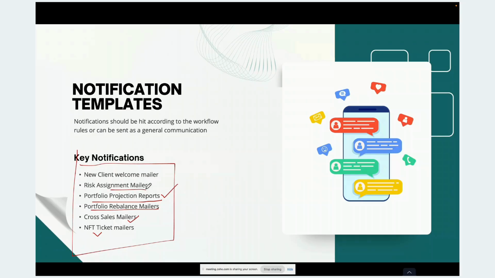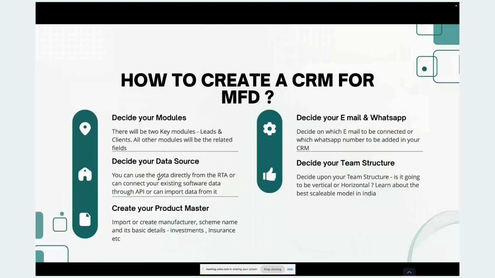Then the risk assessment mailer, which is a very important mailer, and the client welcome mailer. So, these are the notifications. So, how to create a CRM? What we do is we decide your modules, and I understand what all modules are required. But on a key basis, there are two modules: leads and clients, and everything is related to that.